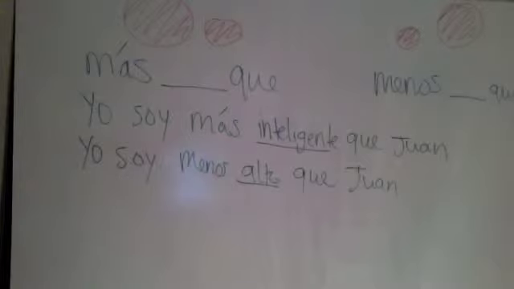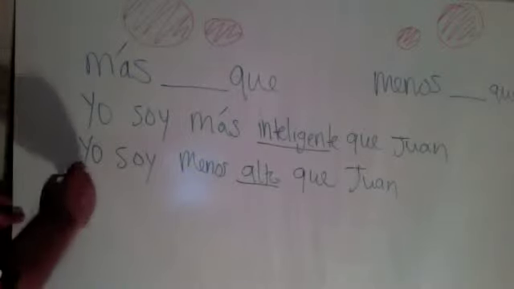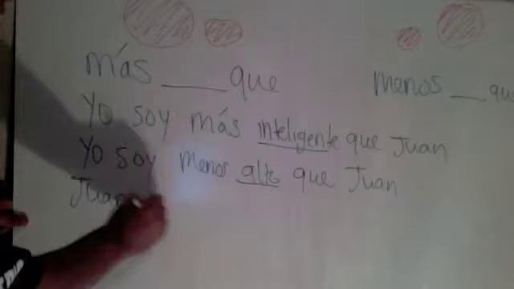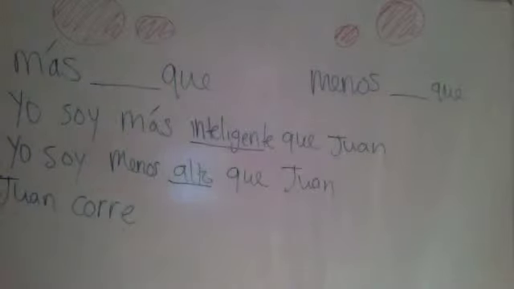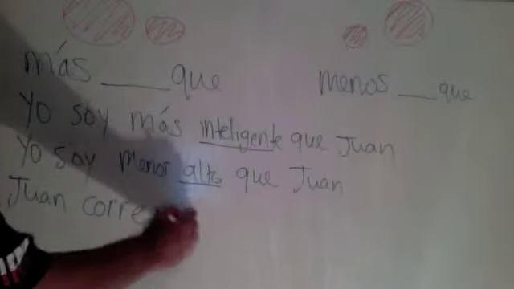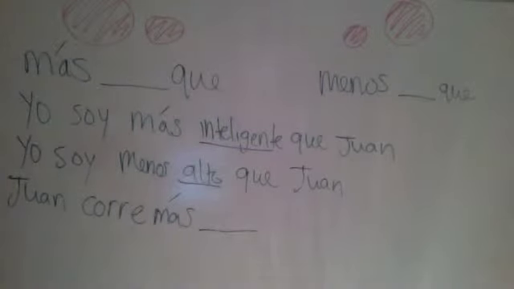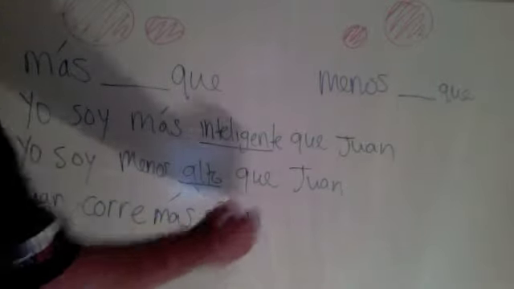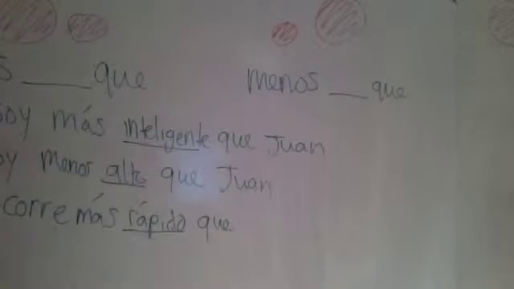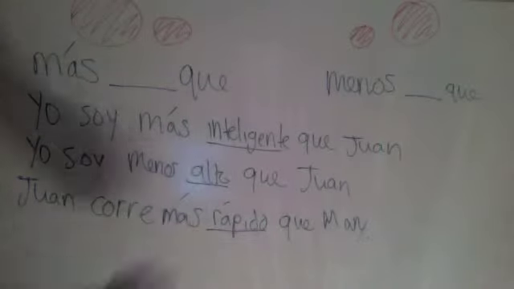What about Juan runs faster than Mary? Juan runs, Juan corre faster. Más, what's the word for fast? Rápido o rápidamente. Juan corre más rápido que, what did I say? I think I said Mary. Que Mary. We have our verb followed by más que, and in between más que we have rápido.